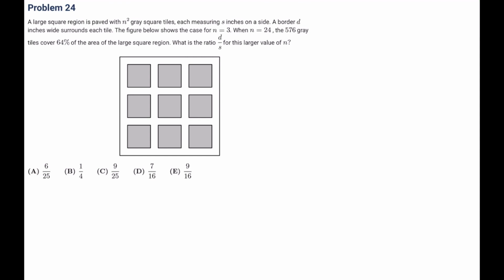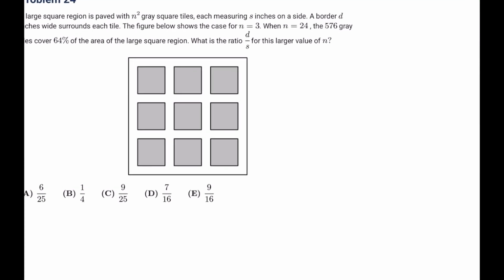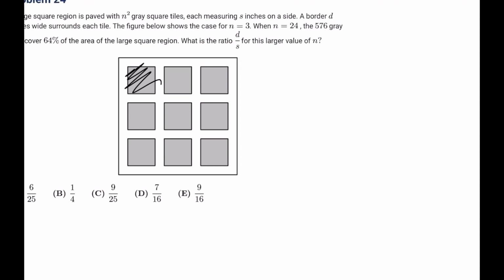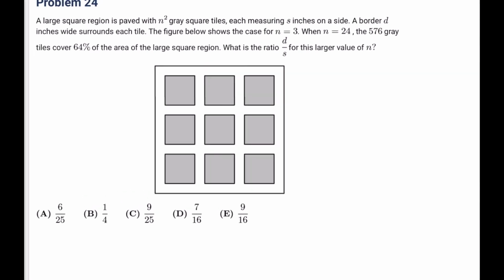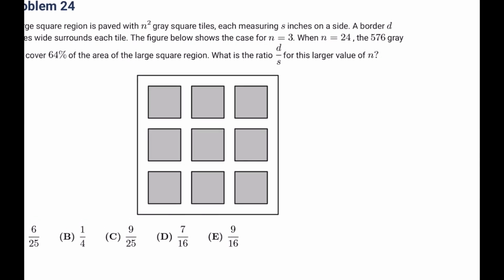So we want to basically find the ratio of the dark gray area to the whole area of the square. And since we want this in terms of d and s, we should start labeling those things in terms of d and s. So we know that each of these side lengths is s, and we also know that the surrounding border is d. So that means that this is d and this is d.